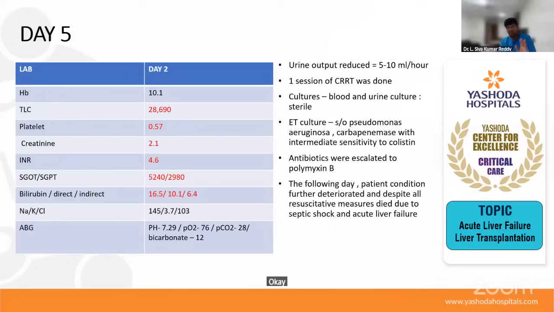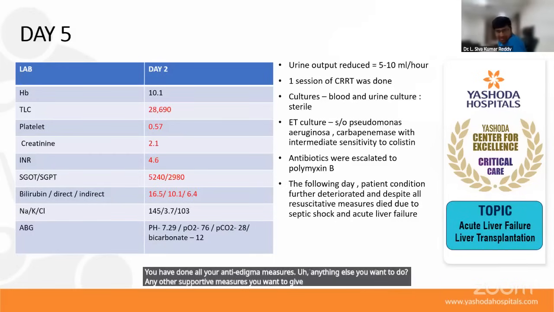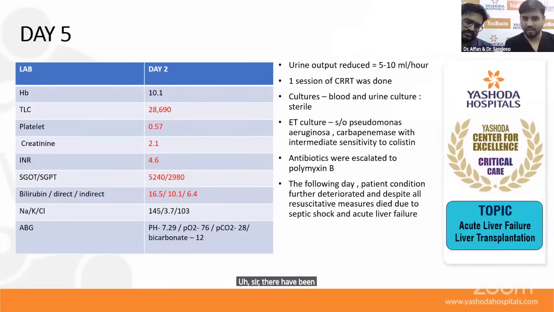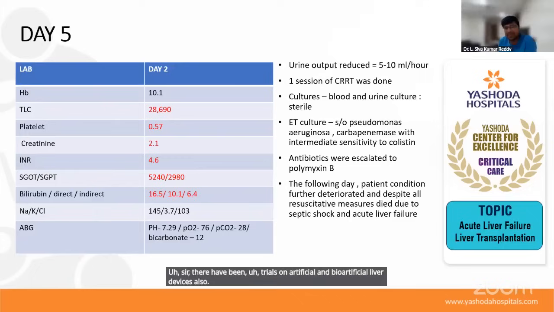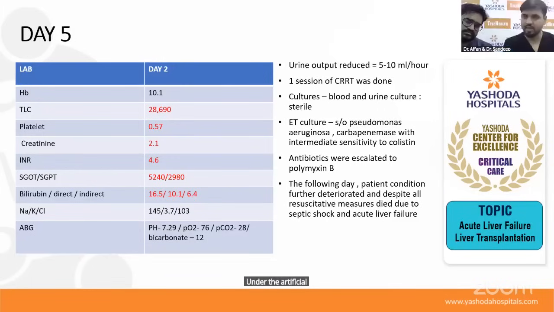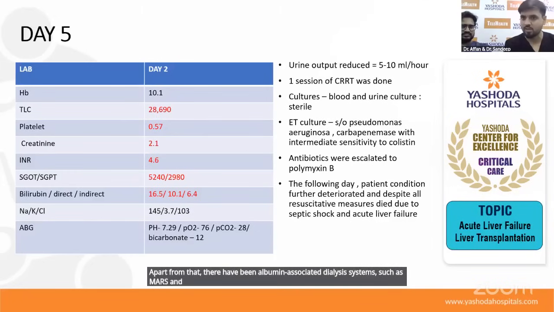Okay. So you're giving your conservative management, you have initiated Plex for your patient, you have done all your anti-edema measures. Anything else you want to do? Any other supportive measures you want to give for this patient? Sir, there have been trials on artificial and bioartificial liver devices also. Under the artificial devices, the first one is the high volume Plex. Apart from that, there have been albumin-associated dialysis systems, such as MARS and Prometheus.